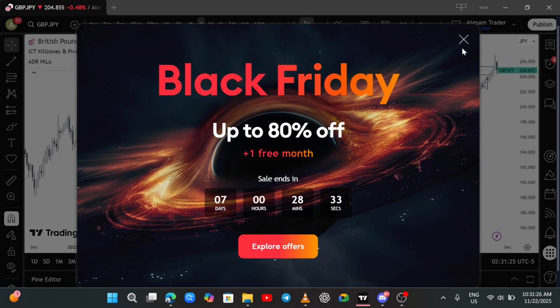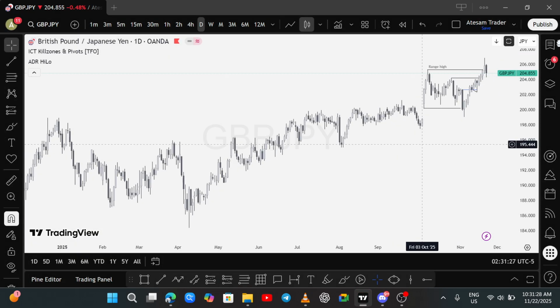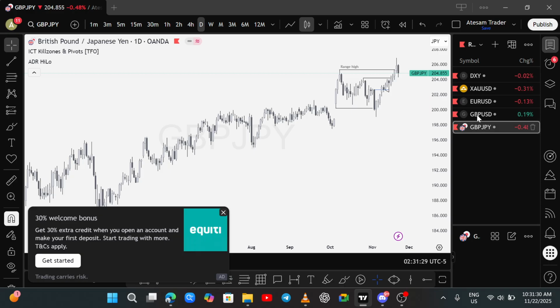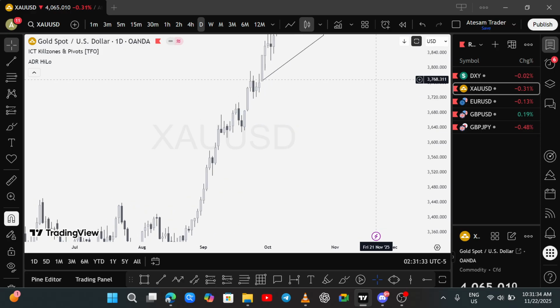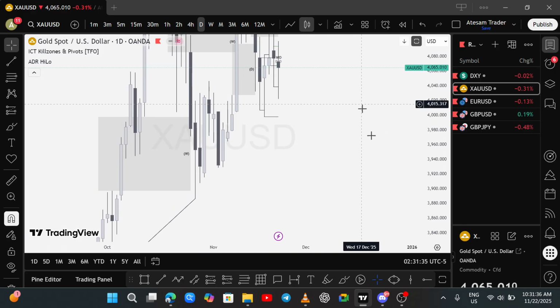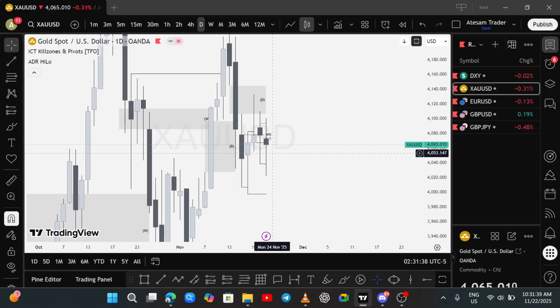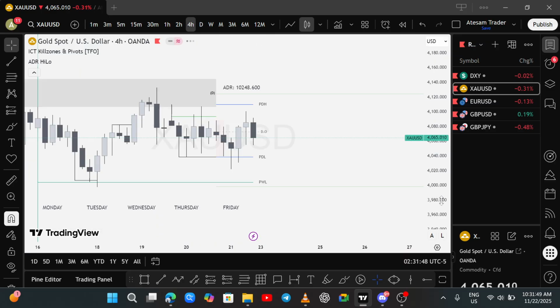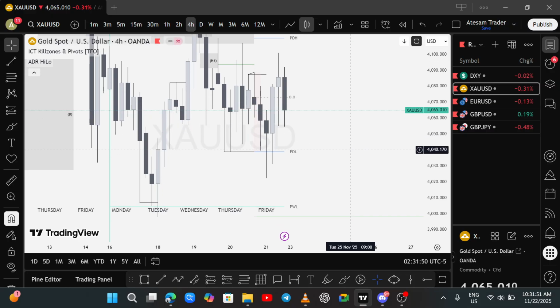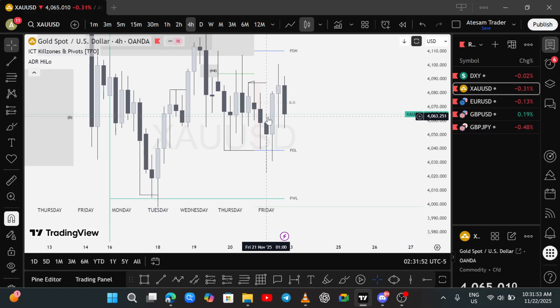Now let's see what happened on gold on that day. If you see what we did, we closed bearish, but this is not a bearish close. This candle is supposed to expand, so then only it will show the momentum, but somehow it got rejected.